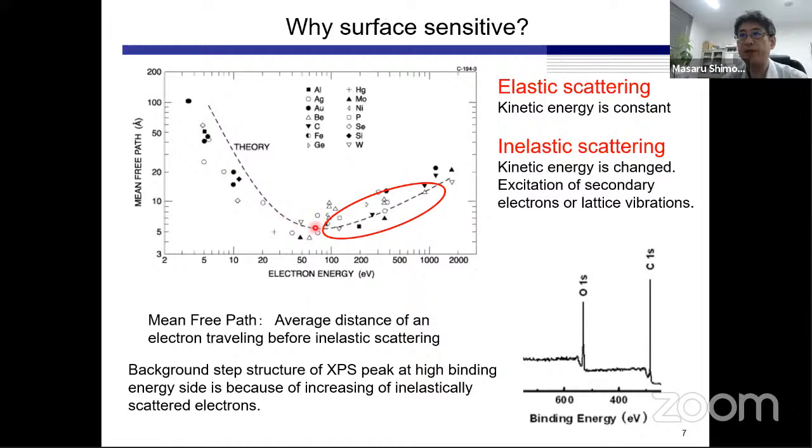Like this one. If the kinetic energy is 200, then the mean free path is something like this, less than 1 nanometer. But if we have more energy, it becomes a longer mean free path. So if we compare the two different kinetic energy ranges, then we may be able to get elemental information, even the structure, like a porous material or more complicated structures. That is one piece of advice if you have that type of sample.